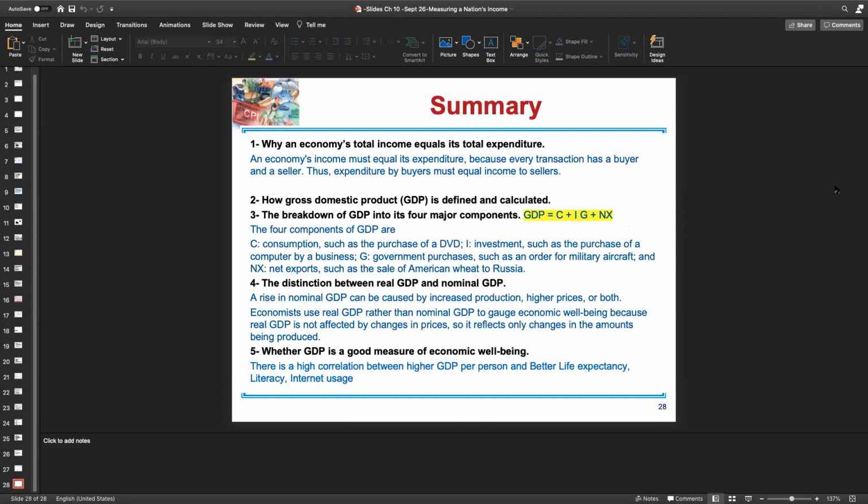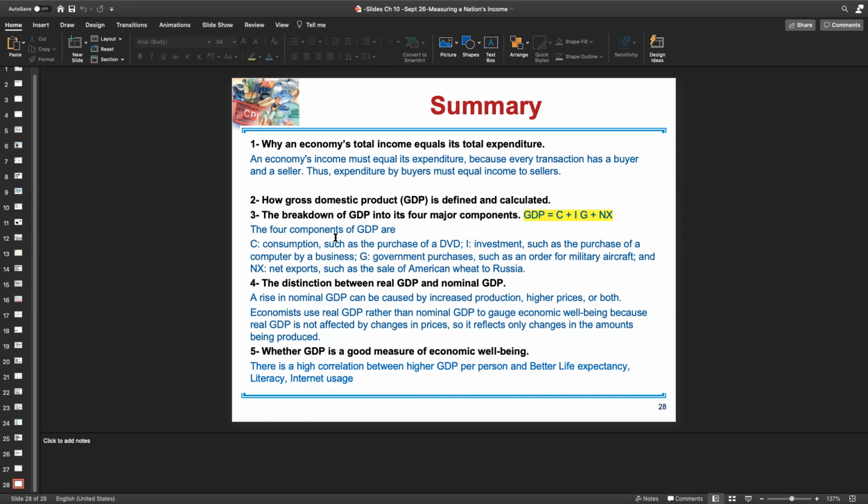So in summary, based on the learning objectives, we are summarizing what you learned in this lecture. Why does an economy's total income equal its total expenditure? Because there are two sides of the equation. An economy's income must equal its expenditure because every transaction has a buyer and a seller. Thus, expenditure by the buyer must equal income to the seller, right?